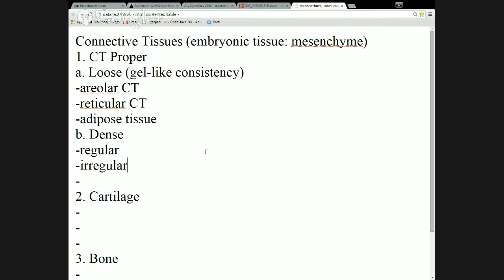That's what regular means. Irregular just means that the collagen fibers are oriented in a very different way, or they're not parallel to each other. They're kind of going all over the place. And a good example of where dense irregular connective tissue is, is in the skin. The epithelium part of the skin, the epidermis, is connected to the tissues beyond it by what we call the dermis of the skin. And that is mostly dense irregular connective tissue.